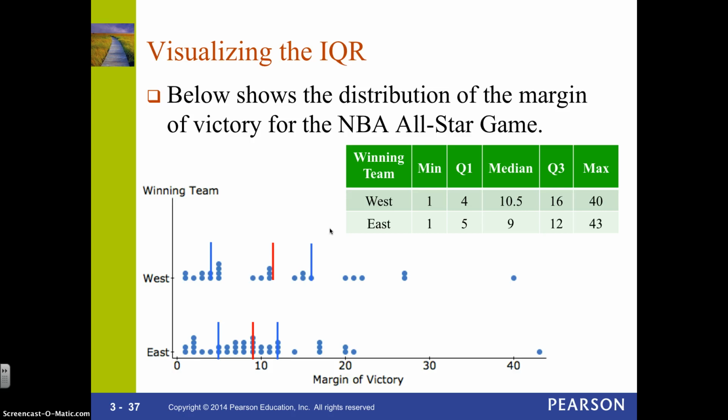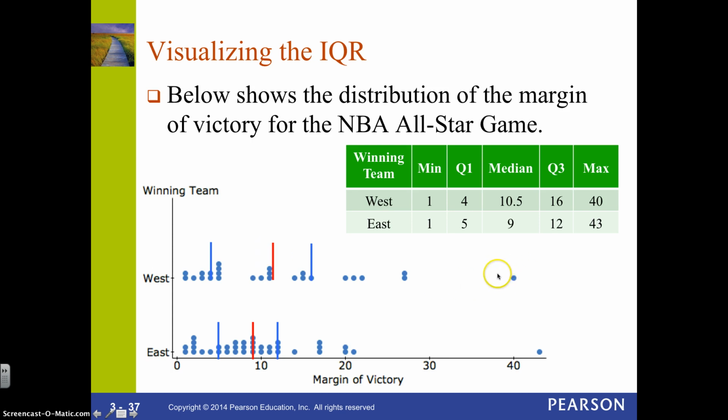So let's look at the distribution of the margin of victory for the NBA All-Star Game. This is the same data you used when you did your activity for Chapter 2. So I made dot plots of them, and then I've actually included lines here that show the median in red, and then Q1 and Q3 are my blue lines. So if you look at this, you can see that the West won by more points normally. Here's my median for it.